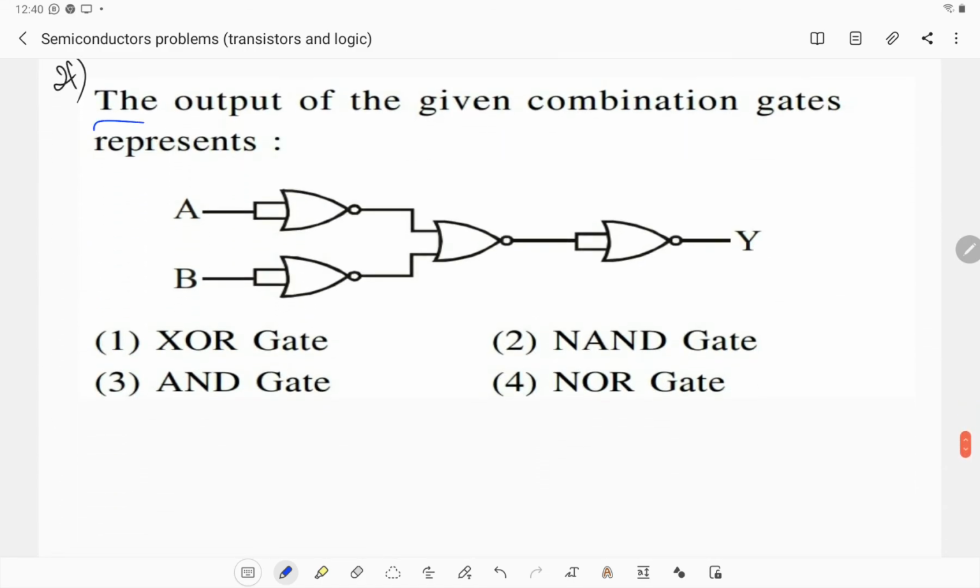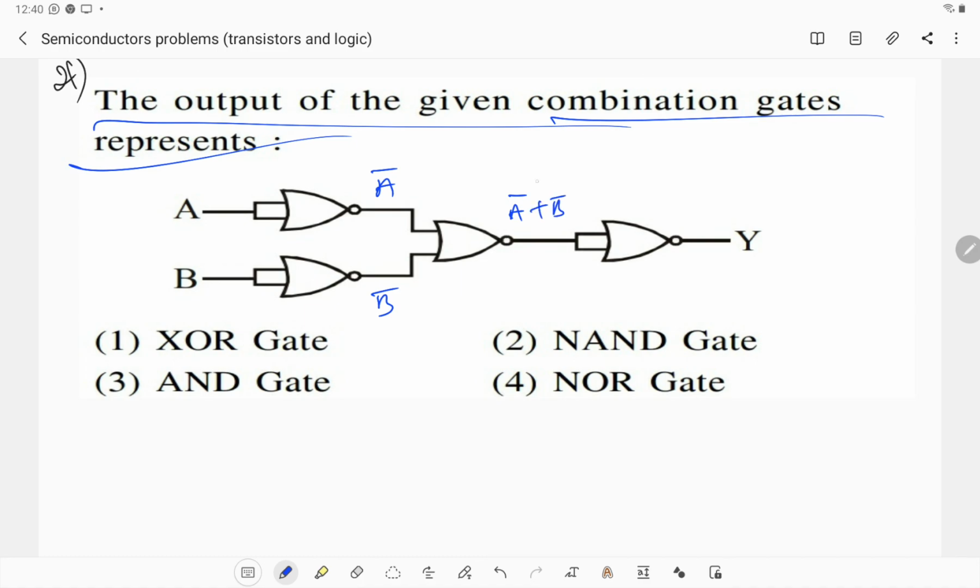Next, the output of the given combination gate represents, here is A, this is A bar, this is B bar, here is (A bar plus B bar) whole bar. Here plus is there, therefore this becomes A double bar dot B double bar. This becomes A dot B. Here is A dot B, therefore (A dot B) bar. (A dot B) bar is a NAND gate. So with this we finished the problems from transistors and logic gates.